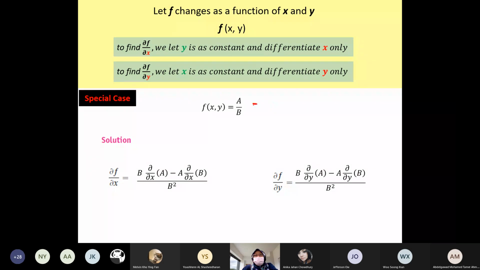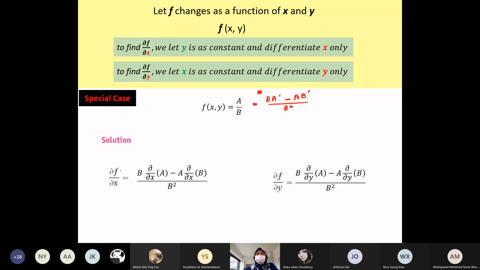If this is your A, the denominator is your B. So we have B differentiate A minus. With the product rule just now we had plus, right? But for a quotient function, you have to use minus. So minus A differentiate B, over B square. So you just remember this one.